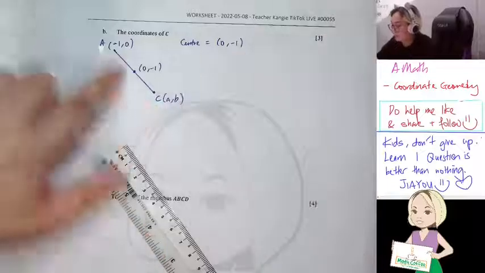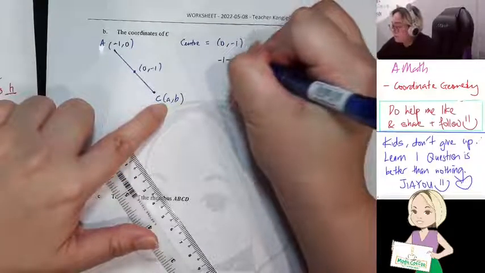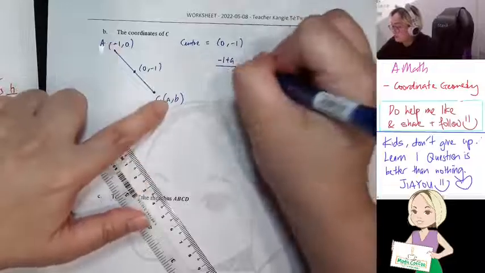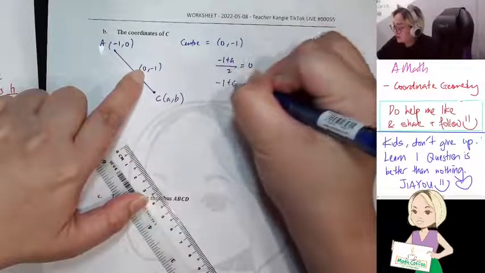See here: -1 plus A. So this one you all must know. -1 plus A divided by 2 equals 0. So cross multiply, I have -1 plus A equals 0.